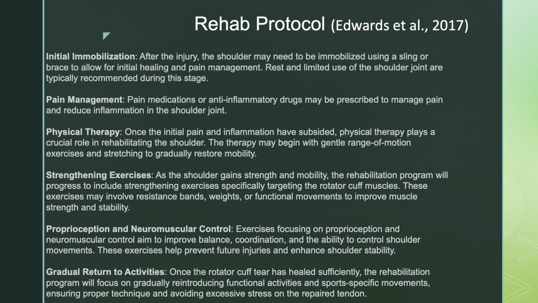Once we can get that initial mobility, we'll look at some strength training exercises, some things to potentially get that strength back in the shoulder. We'll probably start out with resistance bands, do some functional movements and things like that. And then we'll want to improve your balance, coordination, and ability to control your shoulder movement. So that's where the proprioception and the neuromuscular control come in. We really want to make sure that you can have control and good posture with your shoulders.